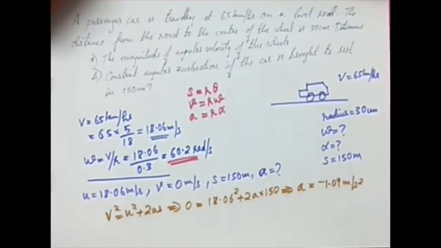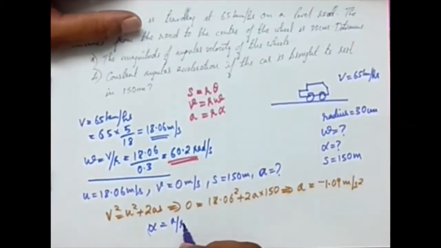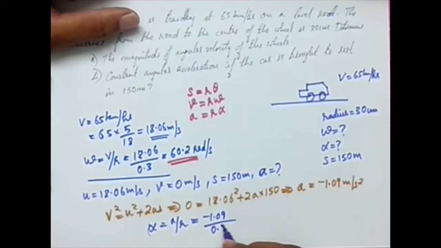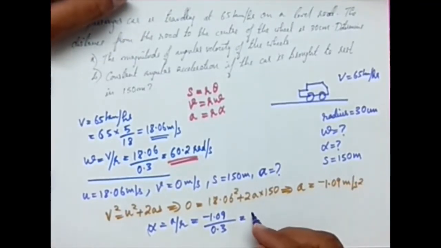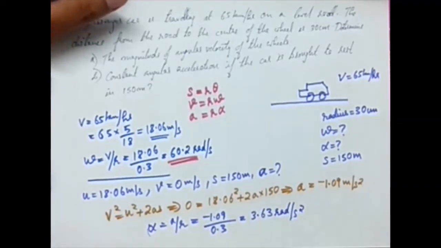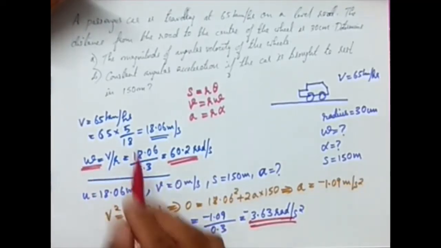So once we have this, what will be alpha? Alpha is equal to a by r. The value of a is minus 1.09 and the value of r is 0.3, 30 centimeter, that is 0.3 meters, and we are going to get the value as 3.63 radian per second square. And that's the value of angular acceleration. I forgot to put the minus, it is negative because it's deceleration. And here we have the angular velocity.